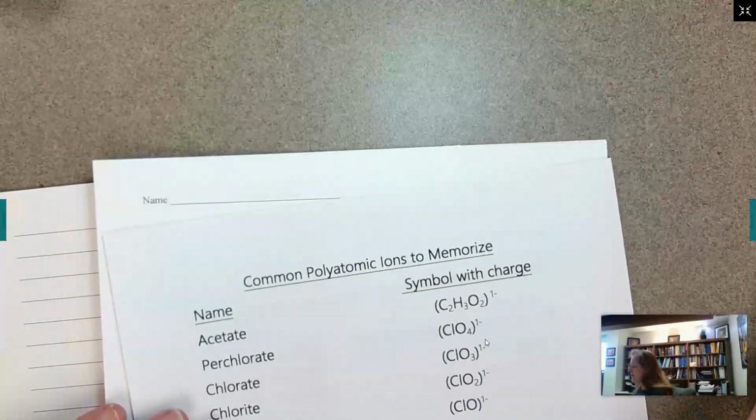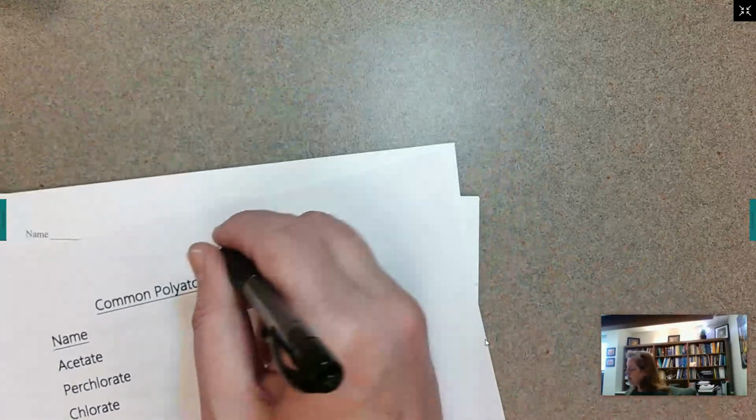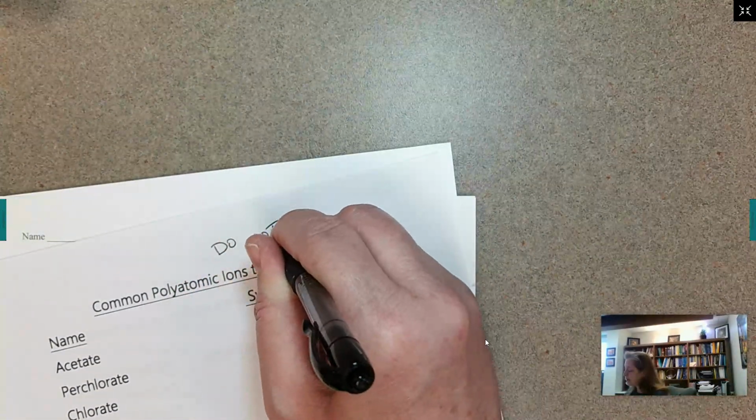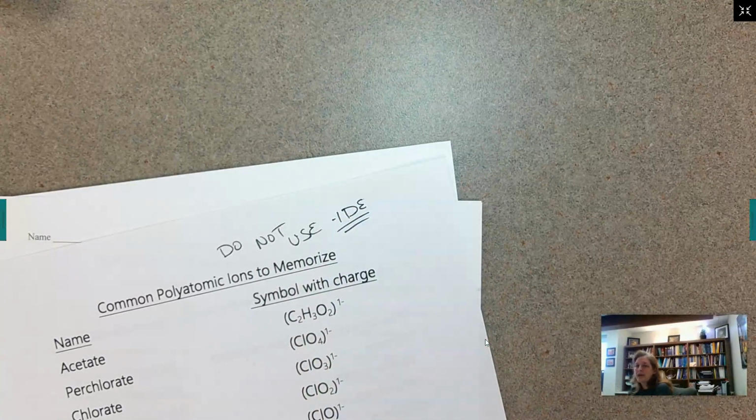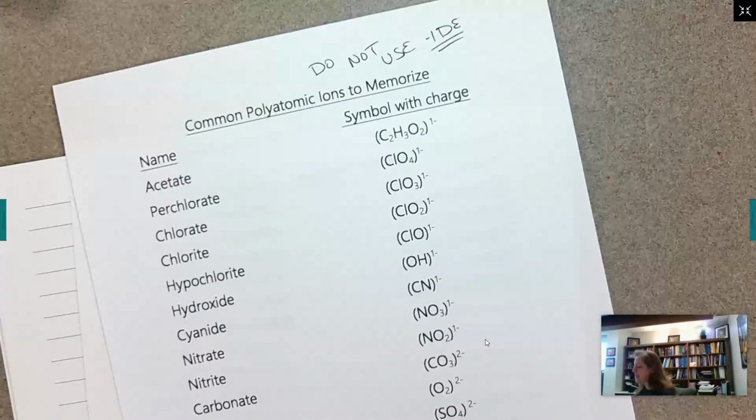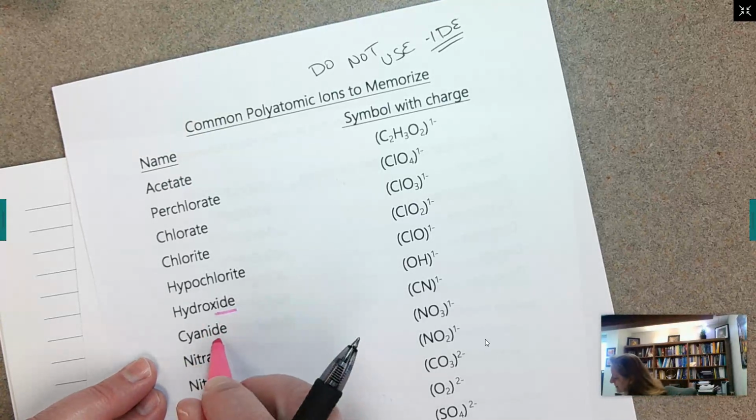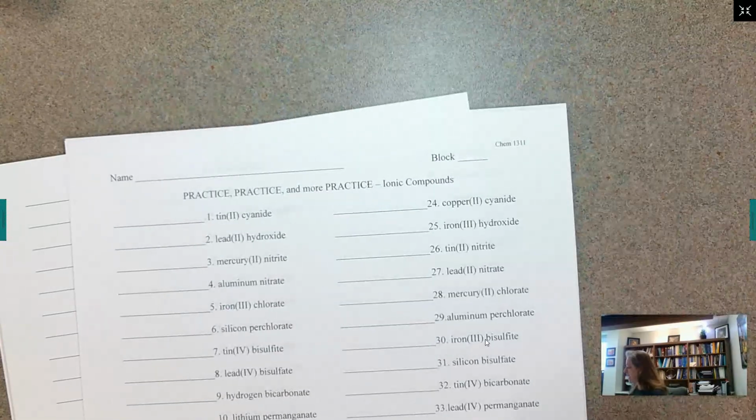Now, if your compound ends in a polyatomic ion, do not use IDE. Okay, so that's a clue when you're looking at the name. If it ends in IDE, it's an element. If it doesn't, it's going to be a polyatomic ion. Of course, there's exceptions. Like I say, for every rule, there's probably 10 exceptions in chemistry. It's just crazy. So you have two exceptions here, and that's going to be cyanide and hydroxide. Those two polyatomic ions do end in IDE, but they are polyatomic ions. So just be aware of those two little exceptions to our little IDE rule.